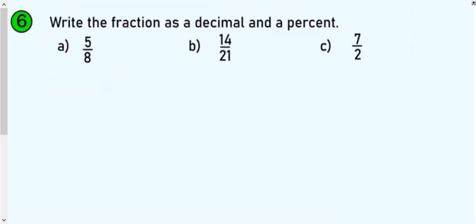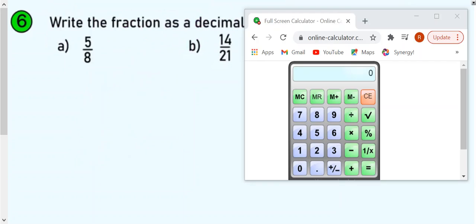All right, write the fraction as a decimal and a percent. So the first one, we have 5/8. So we're going to bring our calculator in. We're just going to divide 5 divided by 8, and that's going to be equal to 0.625.